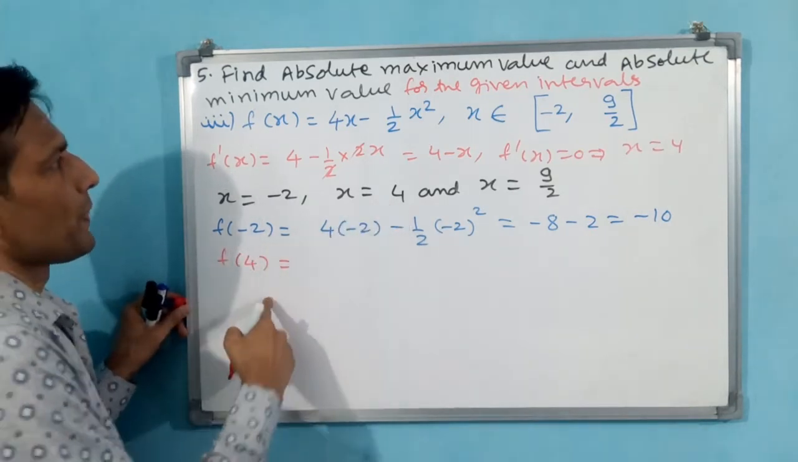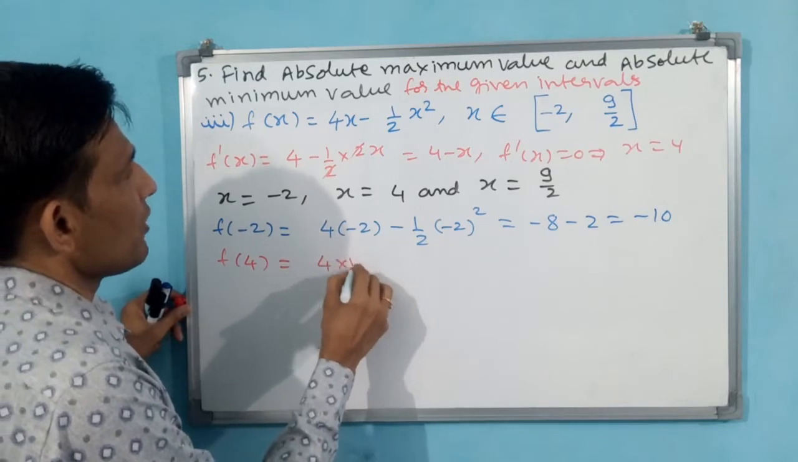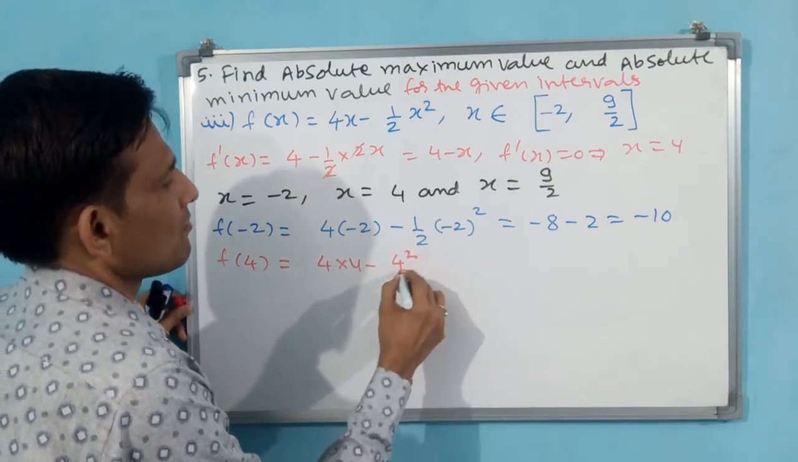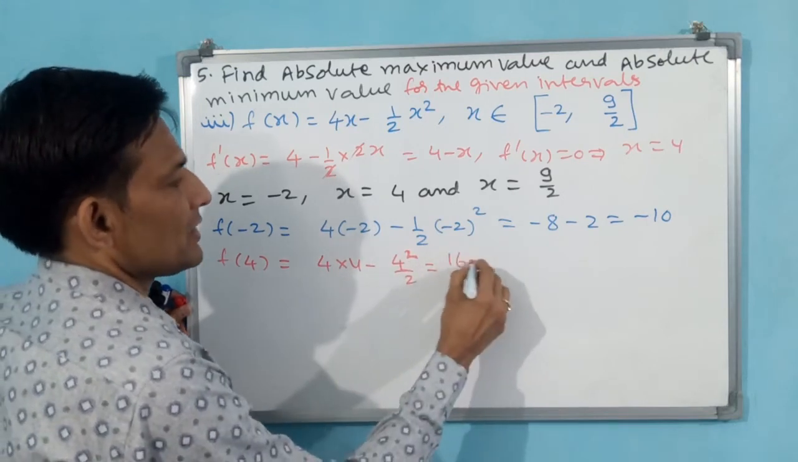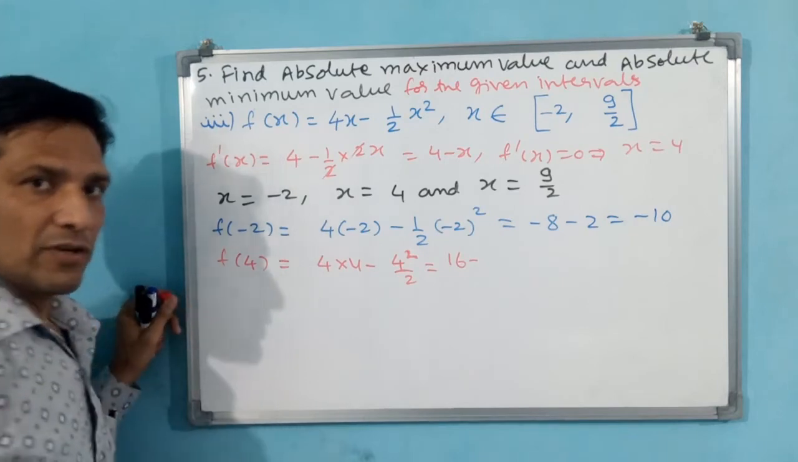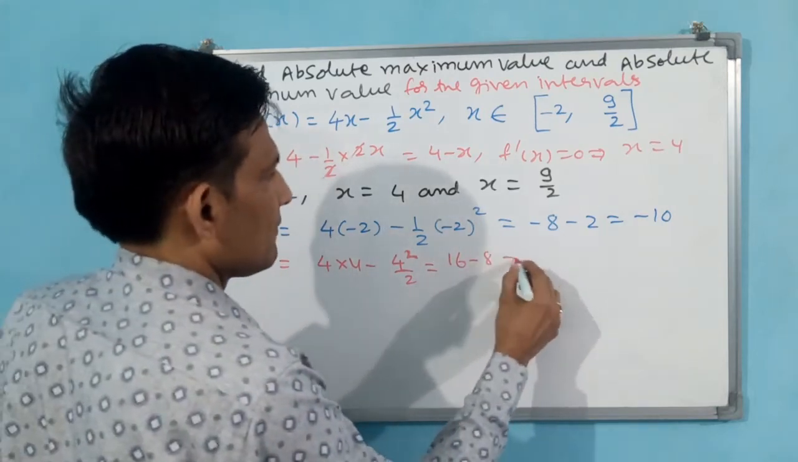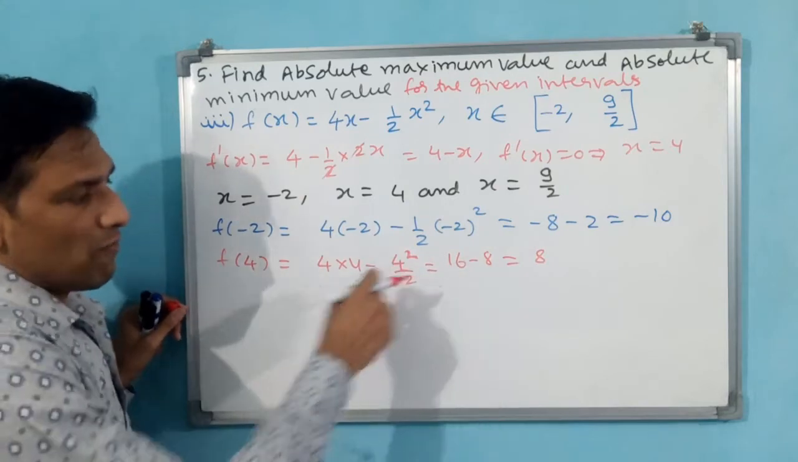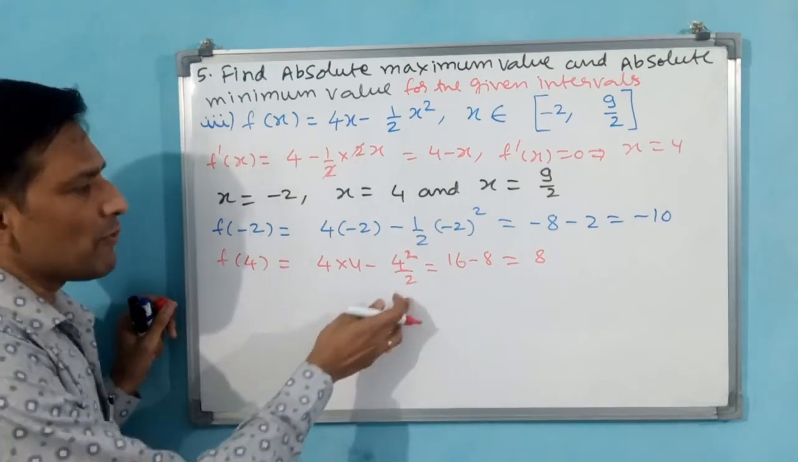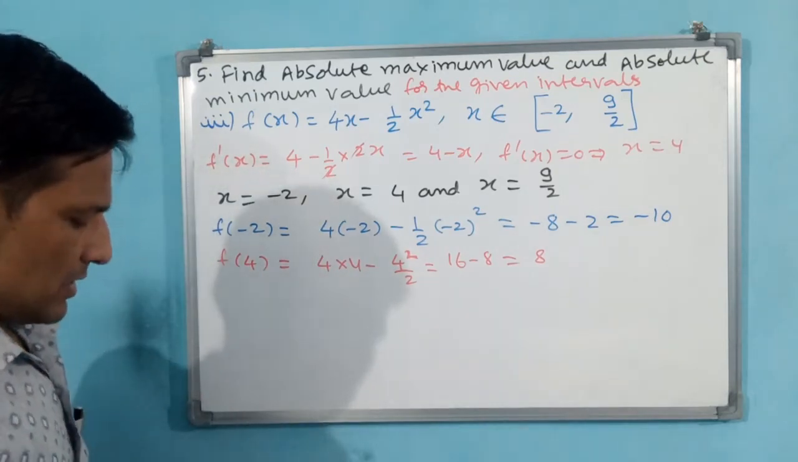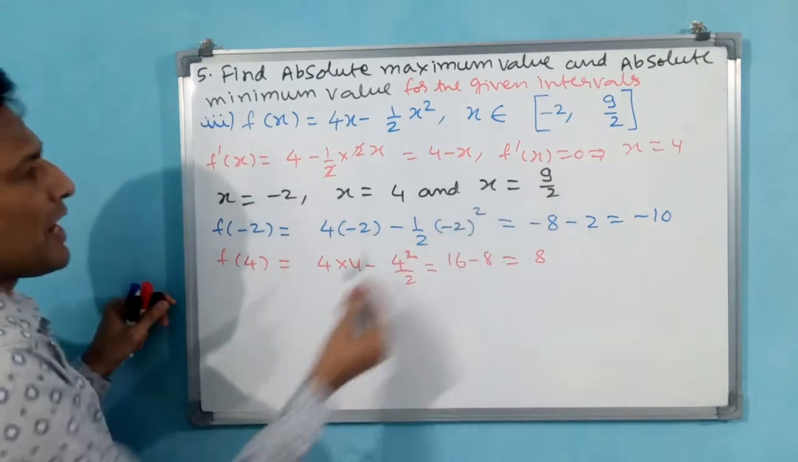f(4): 4 into 4 minus 4 squared by 2. That is 16 minus 4 squared by 2, which means 16/2, 8. Is it okay? This is 16. 4 squared by 2, 4 squared is 16, 16/2 is 8. Minus 8. That is equal to 8. Okay, that is over. And go for f(9/2).